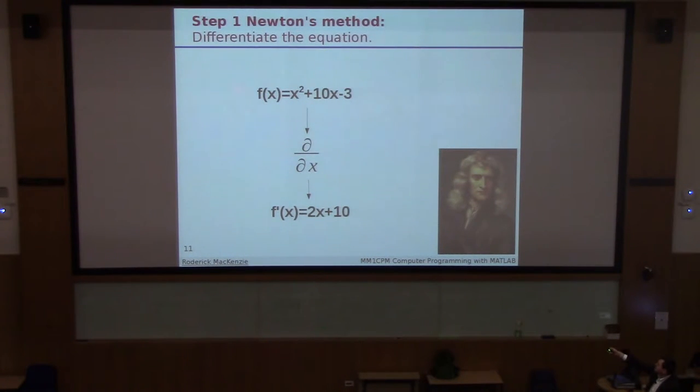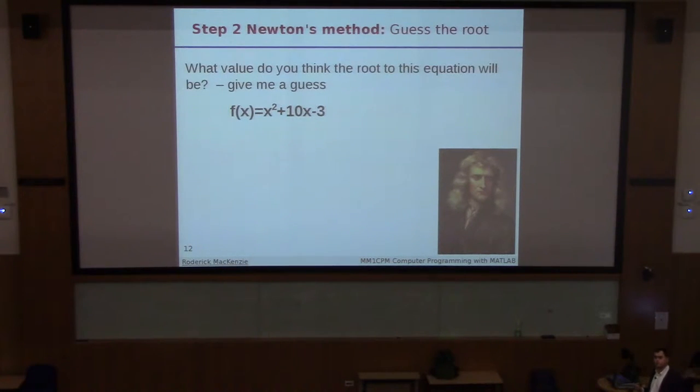So imagine we want to find the roots of this equation. Newton said the first thing you've got to do is differentiate it with respect to x. So boom. So f dash x means the differential, okay? So we've got the equation and we've got the differential with respect to x. So x squared is 2x, 10x is 10, and 3 disappears. Easy peasy so far, okay? All these are on Moodle, by the way, so don't bother frantically writing down.